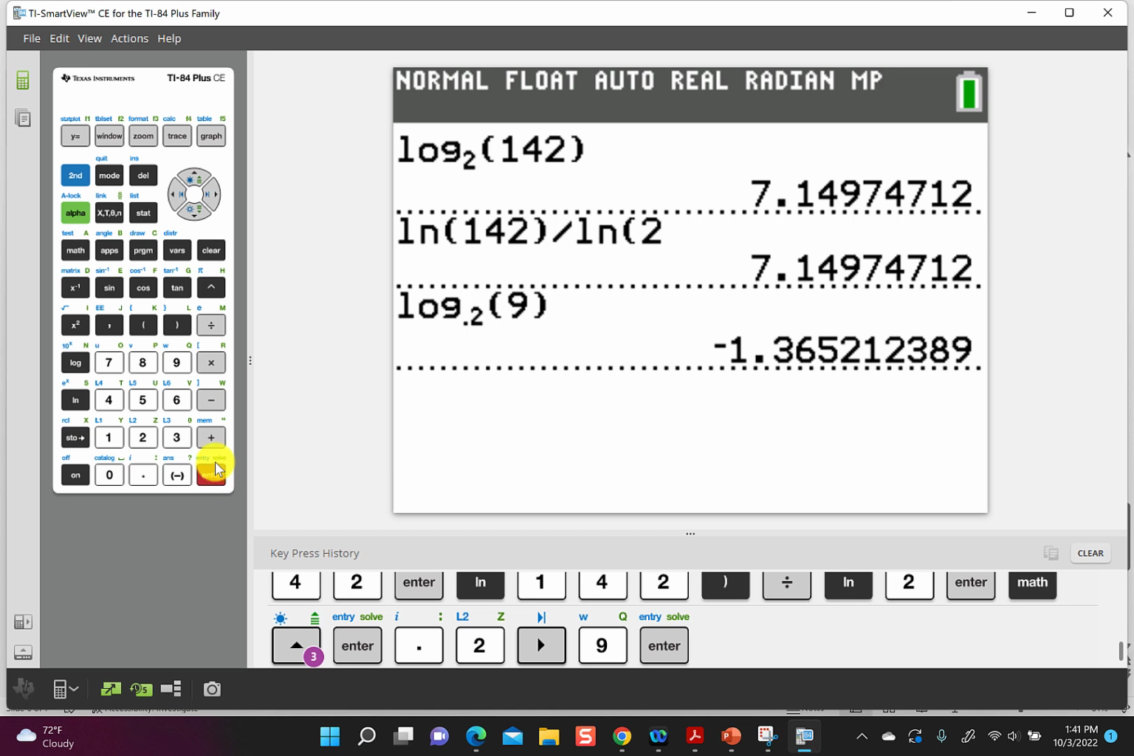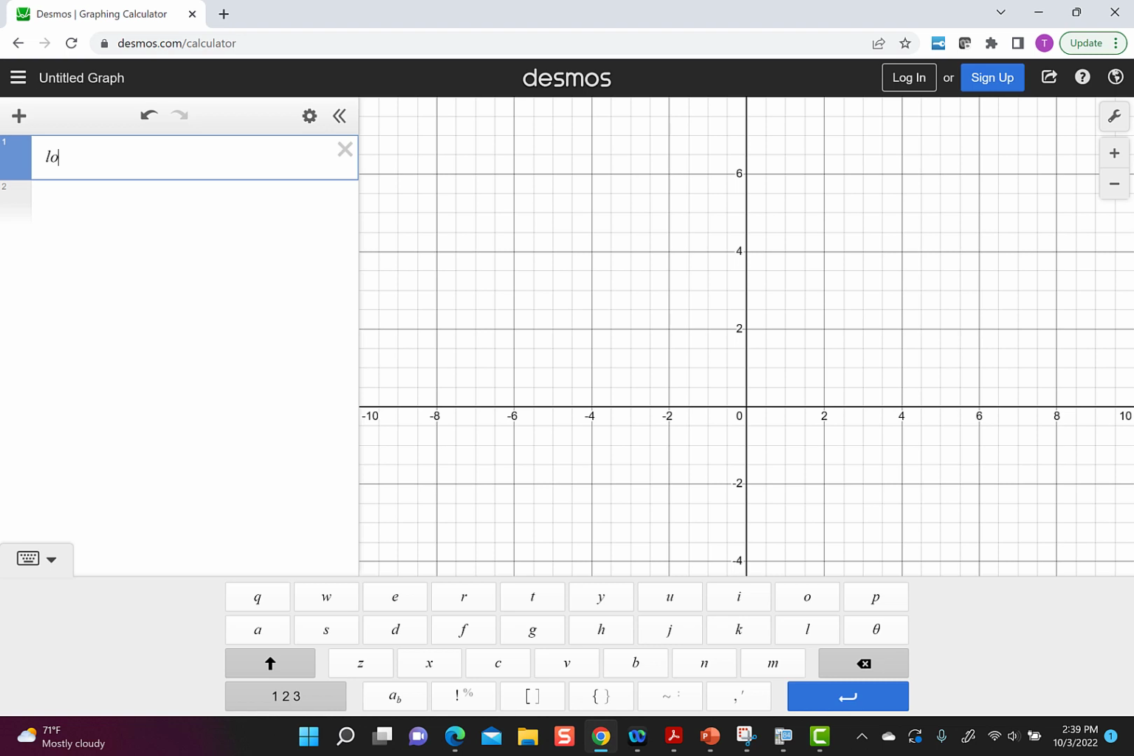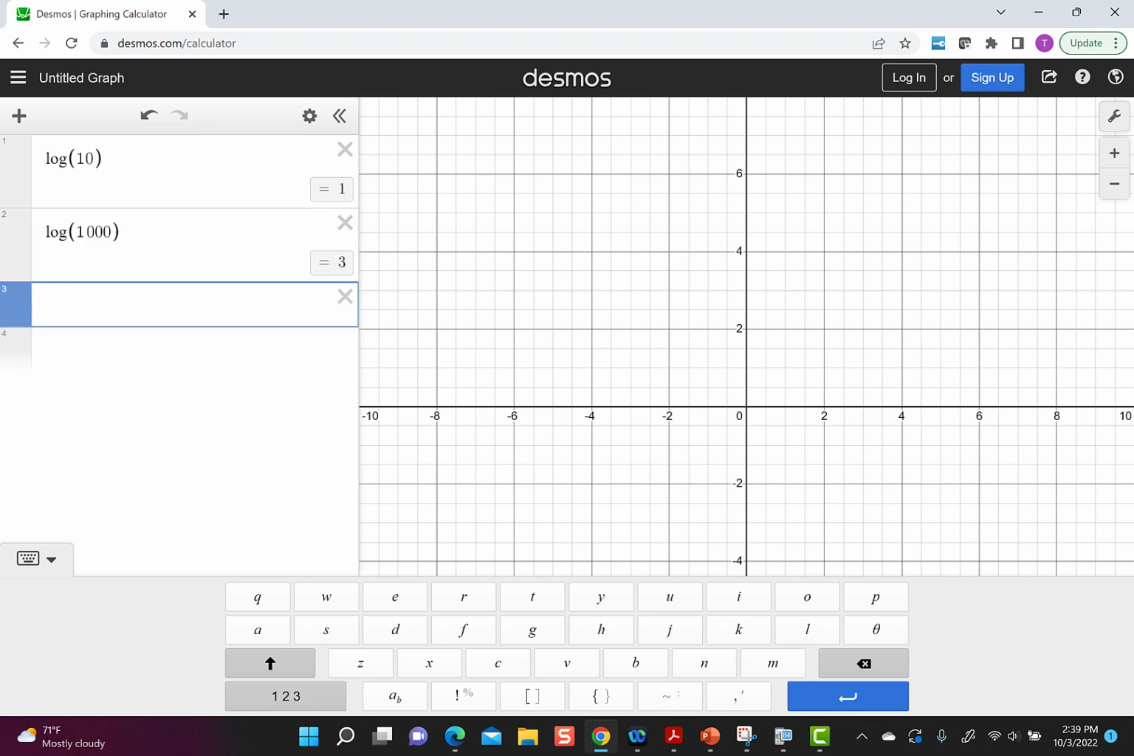So that's one choice if you happen to have this calculator. If you don't have this calculator, not a problem. So our other option would be to come to Desmos. The first thing I want you to see in Desmos is you can just type log, L-O-G, and then you can put in a number. So if I wanted the log of 10, see how it says 1, or if I want the log of 1,000, it tells me 3.